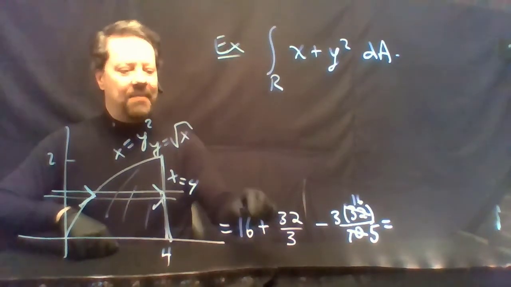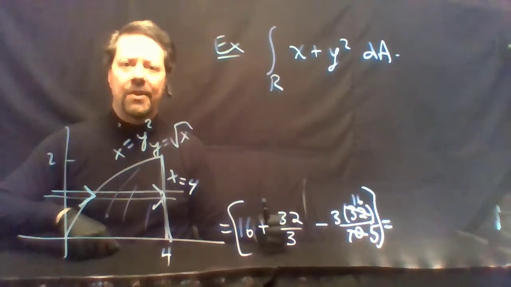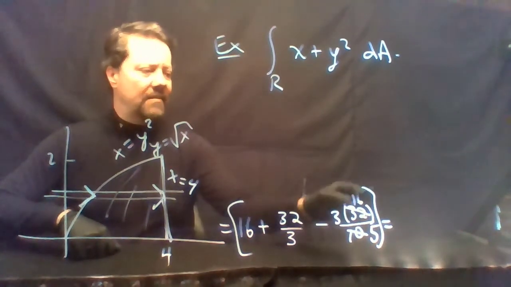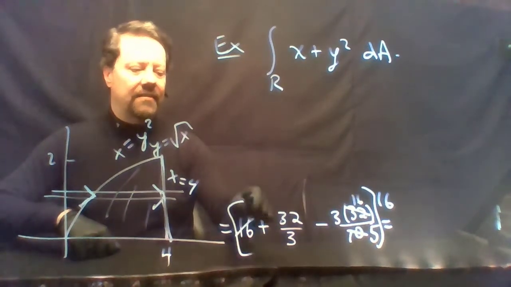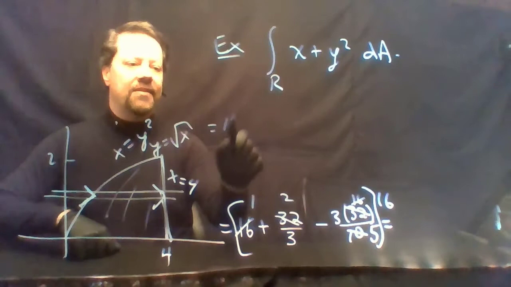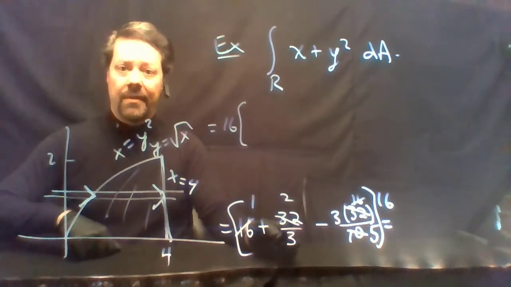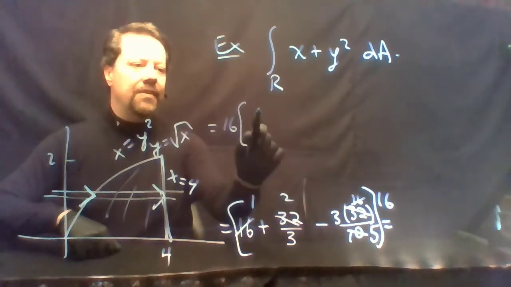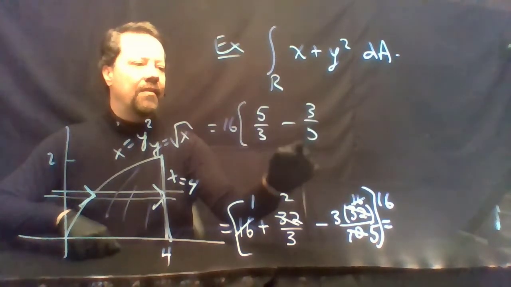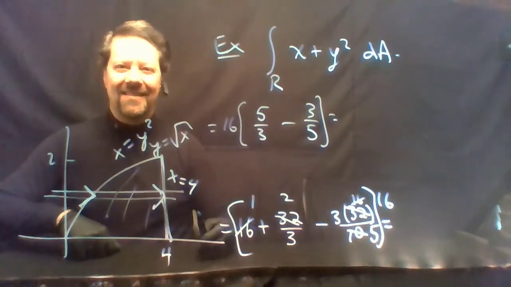One easy way to simplify expressions of this form is to factor out as much as you can first. Each of these 3 terms has 16 as a common factor. That leaves us with 16 times 1 plus 2/3. 3/3 plus 2/3 is 5/3 minus 3/5. How do you subtract fractions?